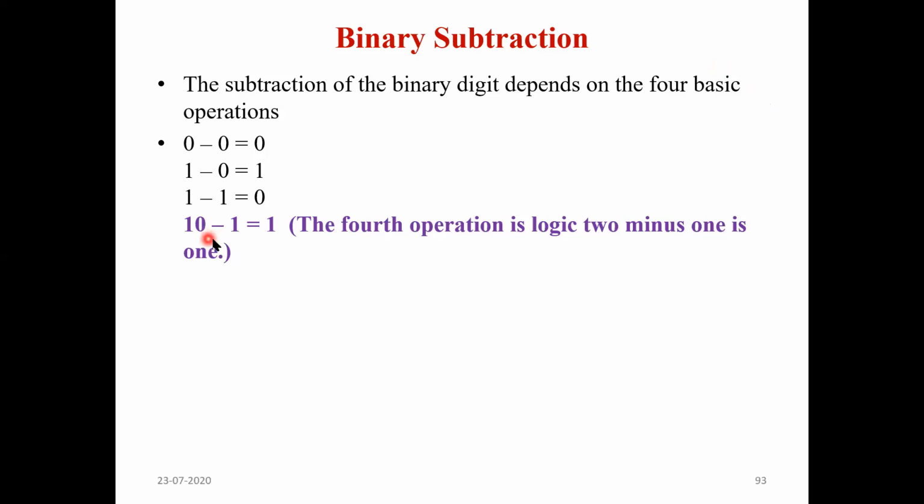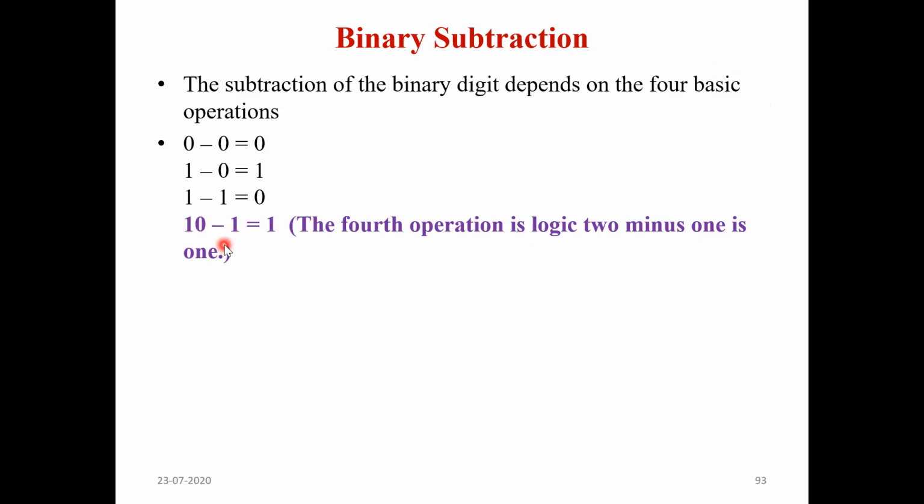Now 0 minus 1 I cannot do because this is a smaller number and this is a bigger number. 0 is smaller than 1. So when I have to subtract 0 minus 1, obviously I have to borrow. With that, it becomes 10. 10 minus 1 is 1, or you can say 10 stands for 2. So here 2 minus 1 is 1.